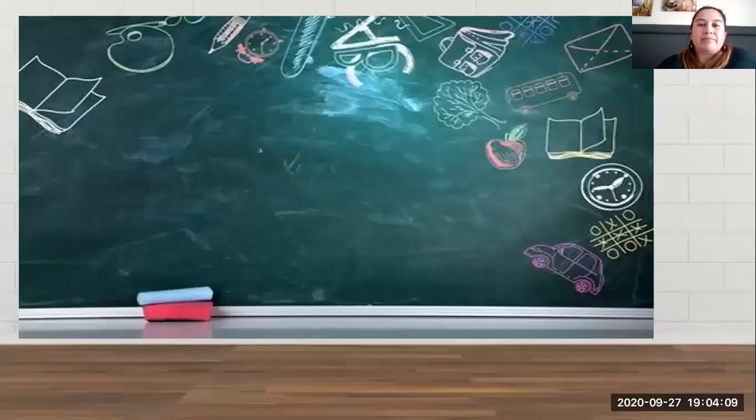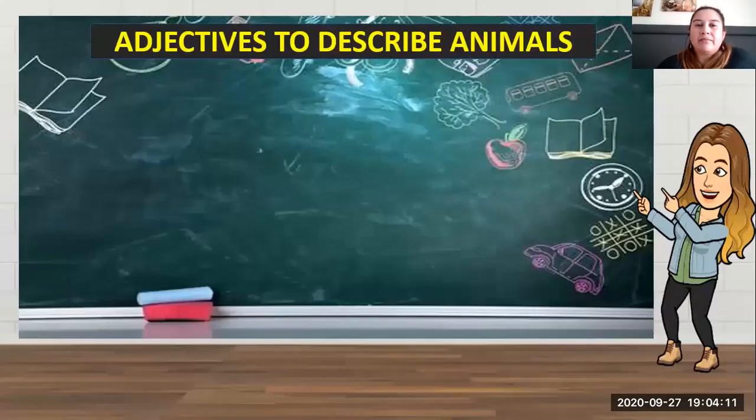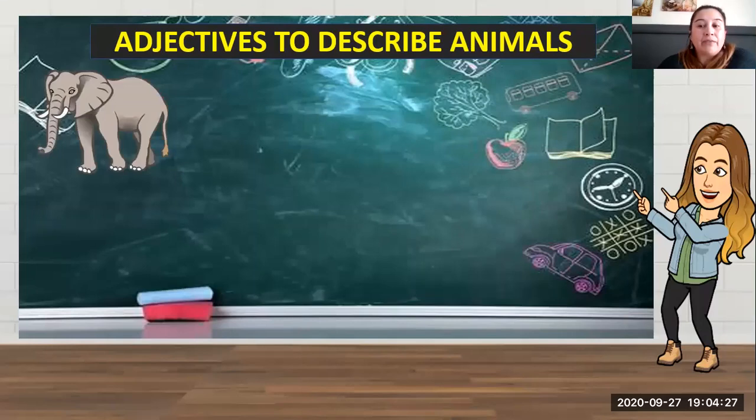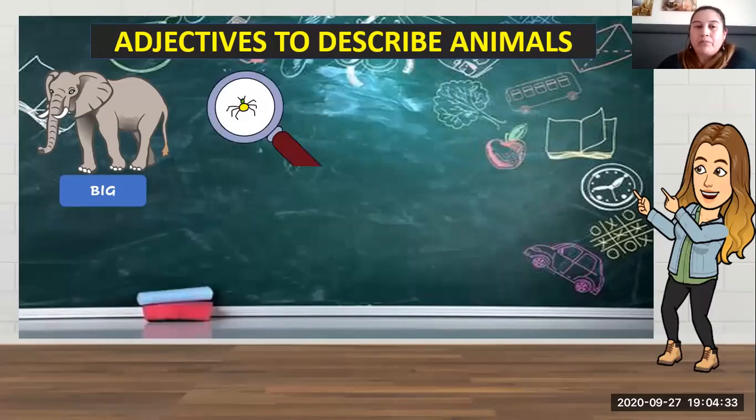Let's continue. Now, we are going to learn adjectives to describe animals. Please write these in your notebooks too. Let's start. We have an elephant. An elephant is big, grande. We have a spider, small spider, una pequeña araña.